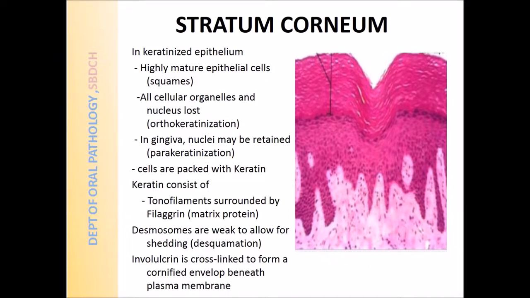Keratin consists of tonofilaments surrounded by filaggrin matrix. Desmosomes are weak to allow for shedding, which is called desquamation. The involucrin is cross-linked to form a cornified envelope beneath the plasma membrane.